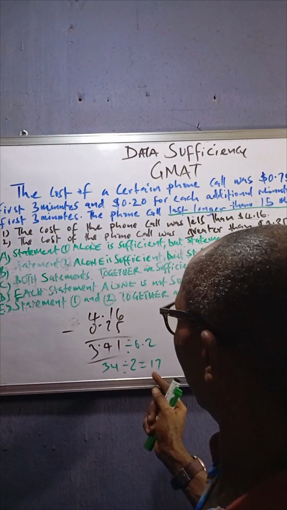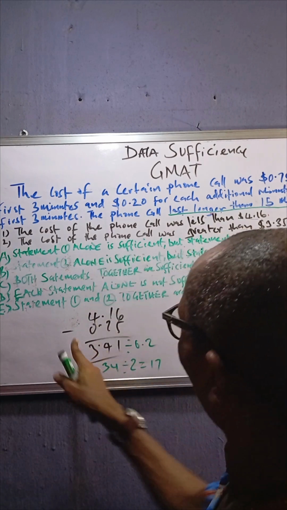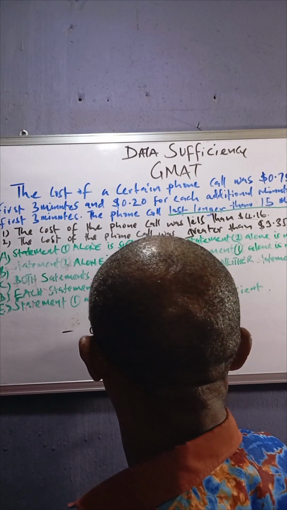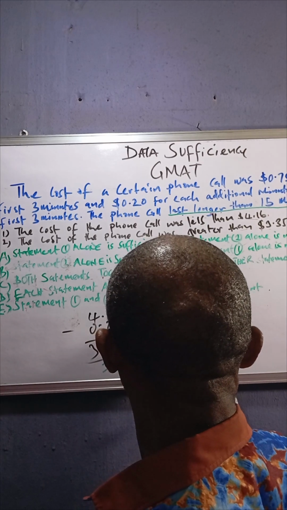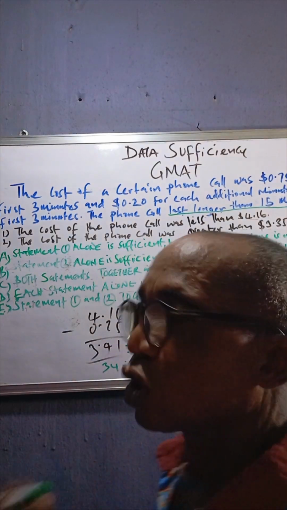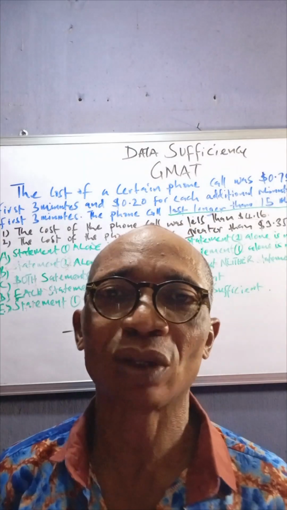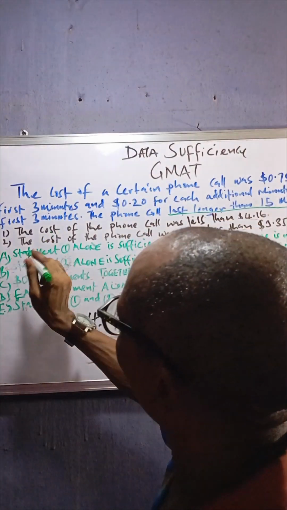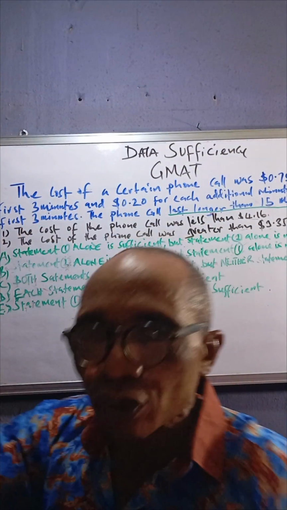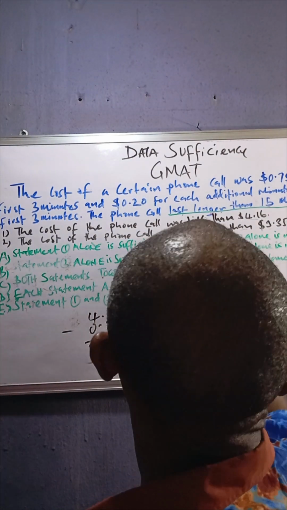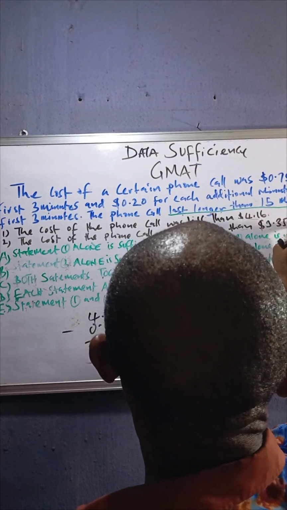Because if 17 minutes is the additional time, and we already have the first 3 minutes here, this is the first 3 minutes and this is the additional minute. So statement 1 is telling us that the entire time of the call did not exceed 20 minutes. So invariably, statement 1 is not sufficient at all. Then statement 2 is saying that it is greater than this amount.